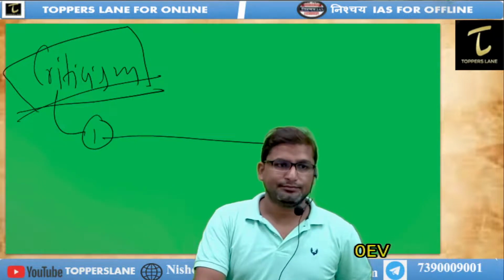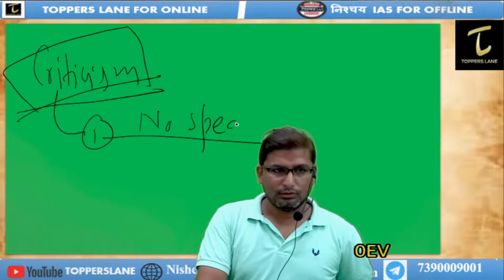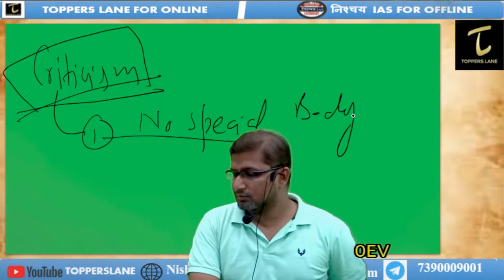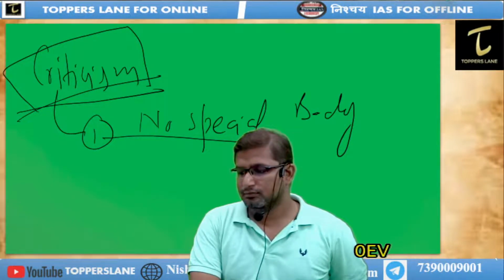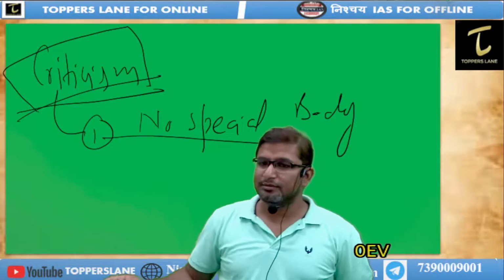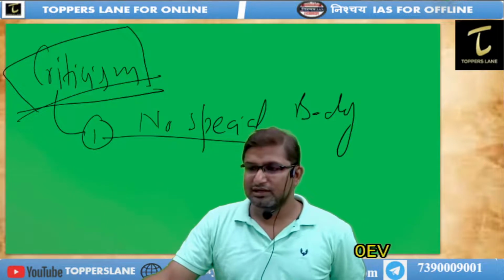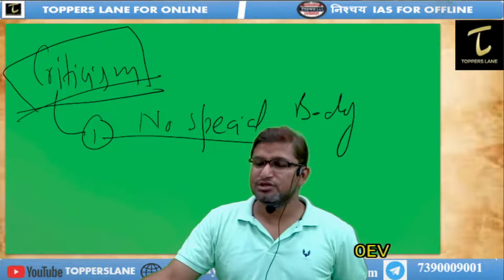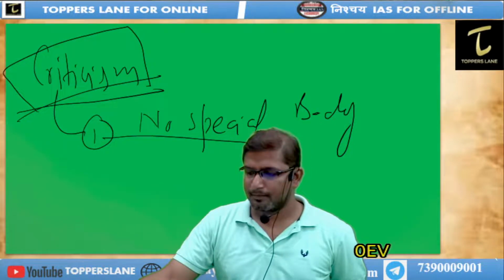No special body, like USA. In USA, constitutional amendment can be done by a special body, but in case of India, it can be done by Parliament. No special body is required. Clear?